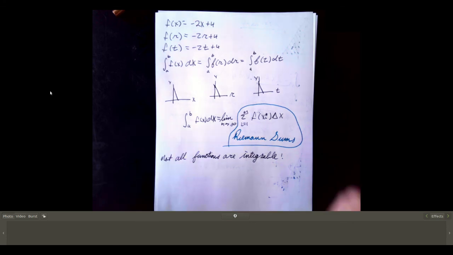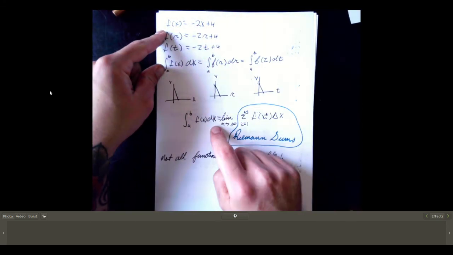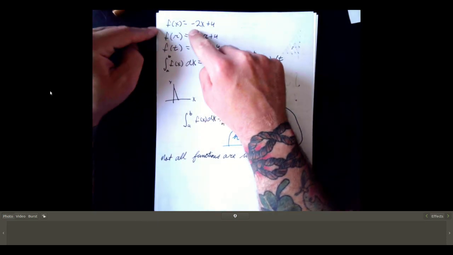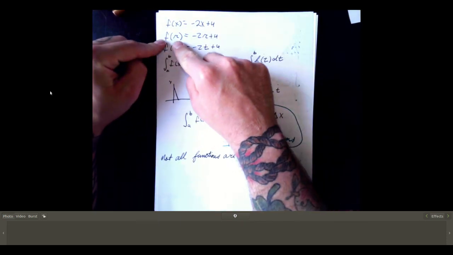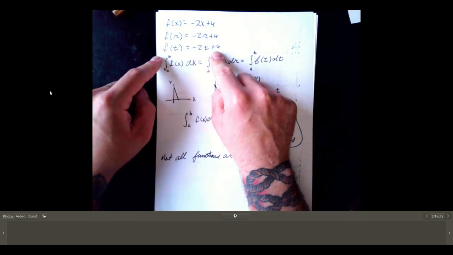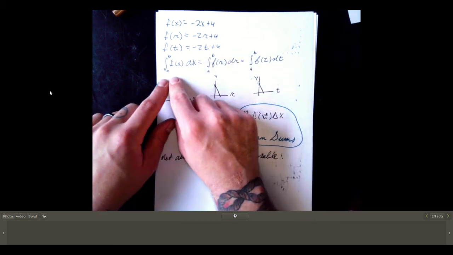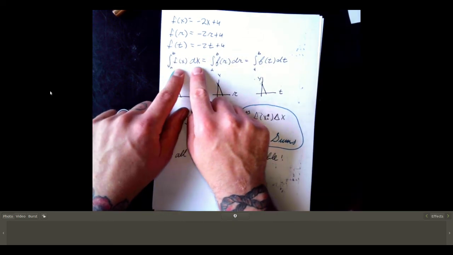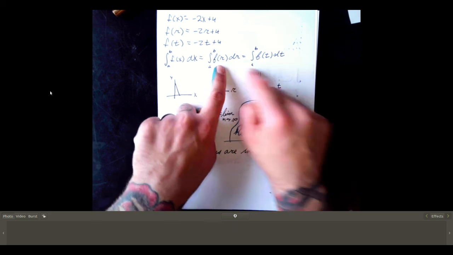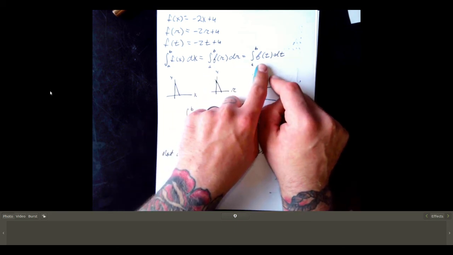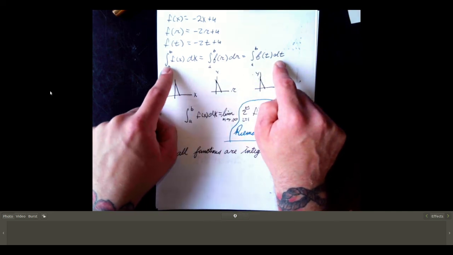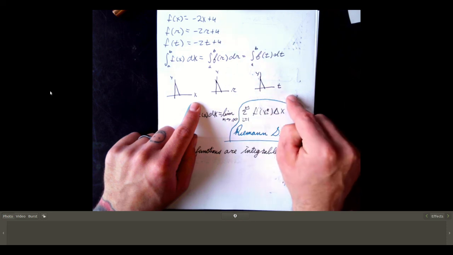So continuing on, if we have this function, and it's true for any function, I just provided one for an example. So if f of x is negative 2x plus 4, that means f of r would be negative 2r plus 4, and f of t would be negative 2t plus 4. So the integral from a to b of f of x dx is equal to the integral from a to b of f of r dr, which is equal to the integral from a to b of f of t dt. All these are equal because all we're really doing is relabeling this axis.